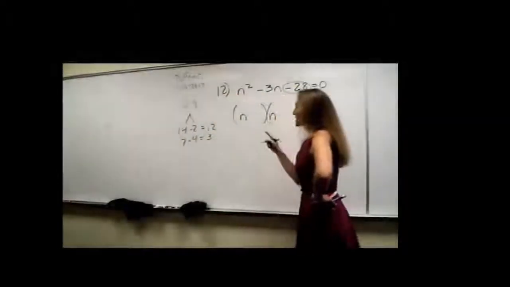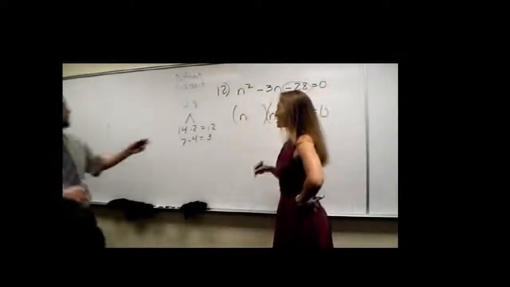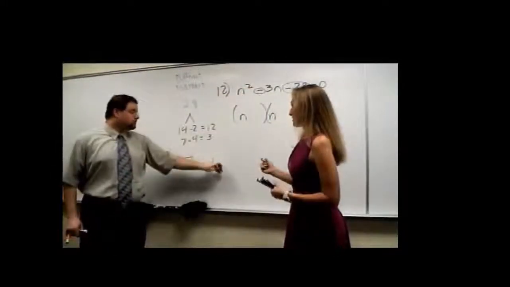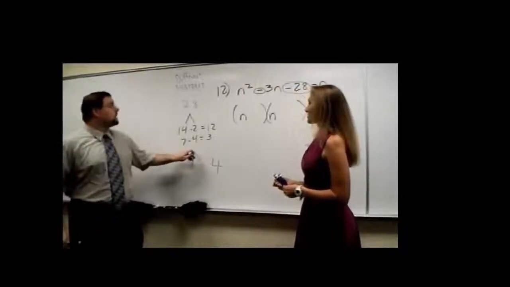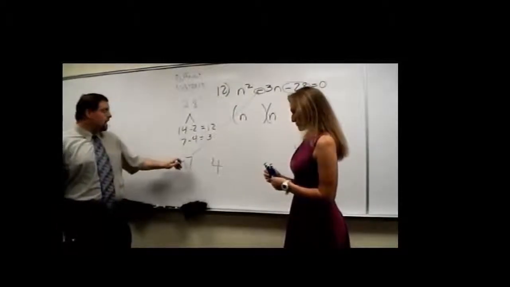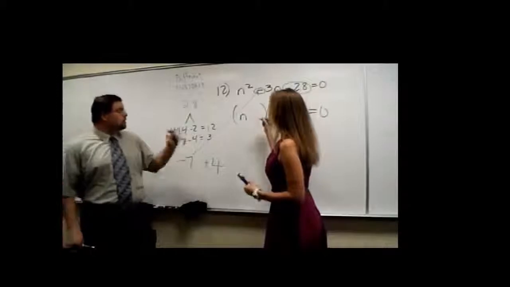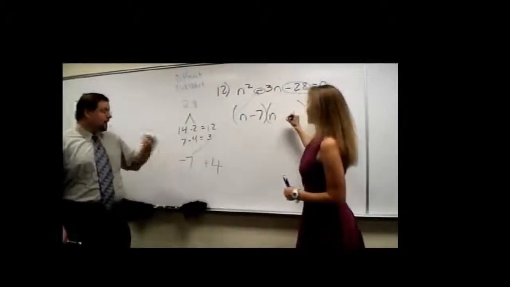Now, I see 3 here, but I don't really want a 3. What kind of 3 do I want? We want it to be a negative 3. So when the signs are different, you want the bigger number to match the sign in the middle. 7 is bigger than 4, so 7 will be negative, 4 will be positive. So it'll be n minus 7, and then n plus 4.